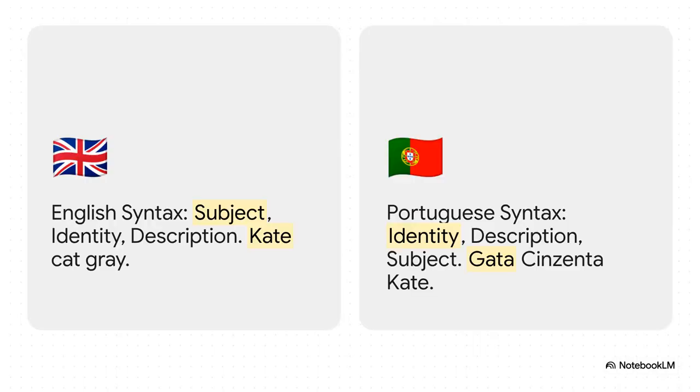But here's the fun question. Is that the only way to structure this information? We'll take a look at this Portuguese phrase. It means the exact same thing, but translated literally, you get cat gray, Kate. The information is identical, but the order, identity, description, subject, is completely flipped on its head.